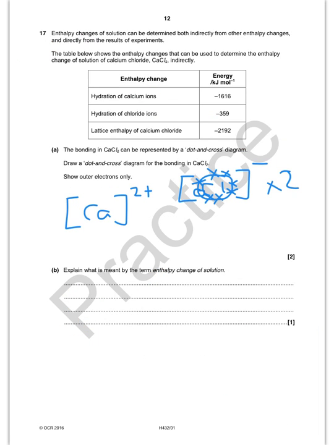Right, it's question 17 now, and this is looking at enthalpy changes of solution. So it's given me the dot and cross diagram for calcium chloride, which I have done below, showing ionic bonding. What's meant by the term enthalpy change of solution? This is when 1 mole of a compound dissolves in water.